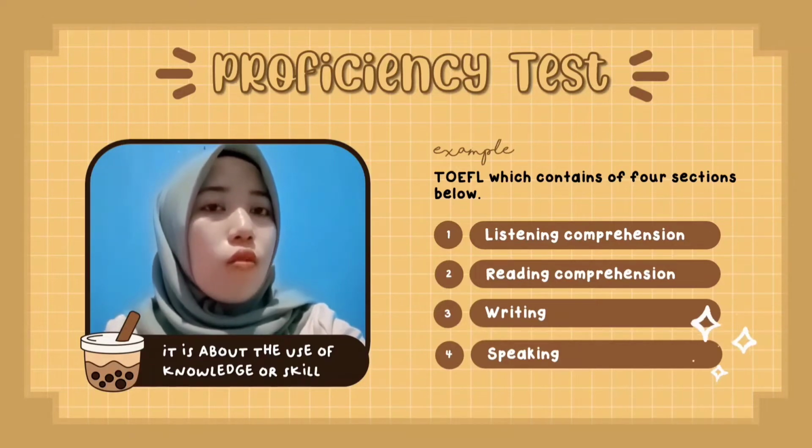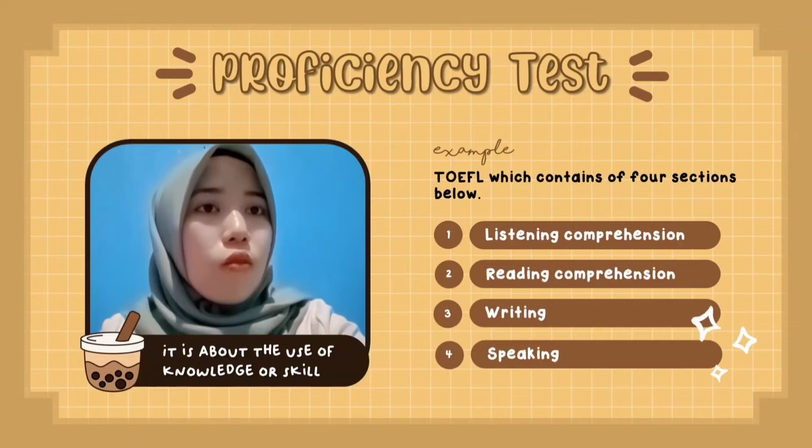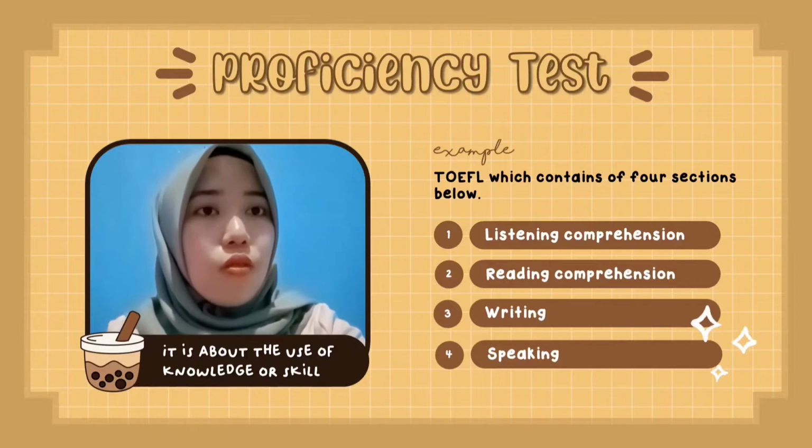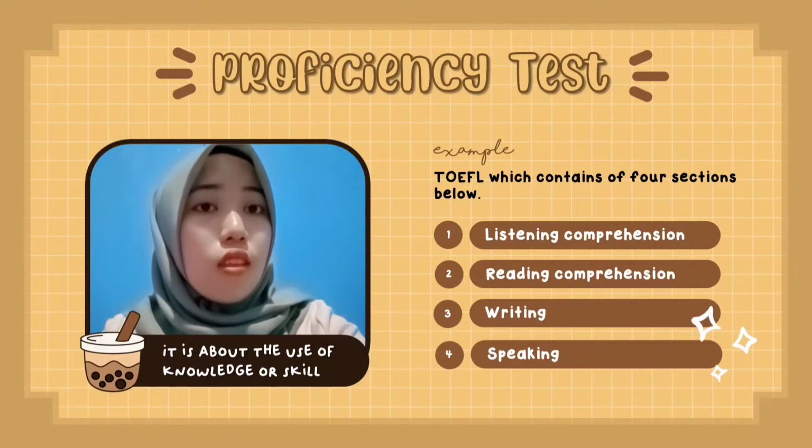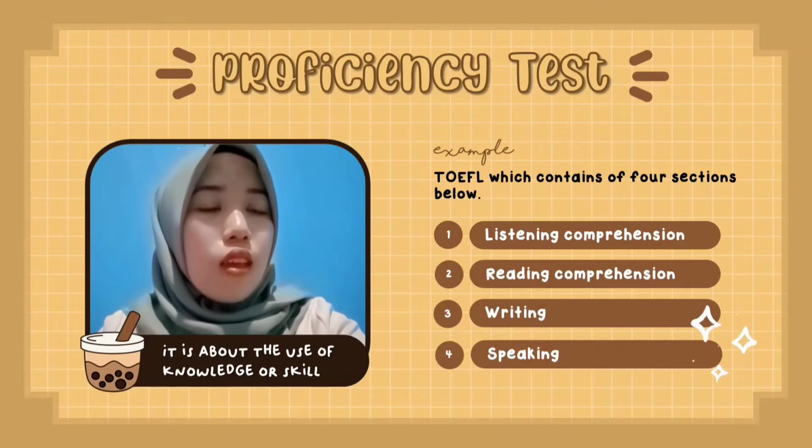It consists of 4 sections with a total of approximately 175 minutes. Section 1, listening comprehension, takes 40 to 45 minutes. Then section 2, reading comprehension, takes 60 minutes. Then section 3, writing, takes 60 minutes too. And the last section is speaking, which takes 10 minutes.